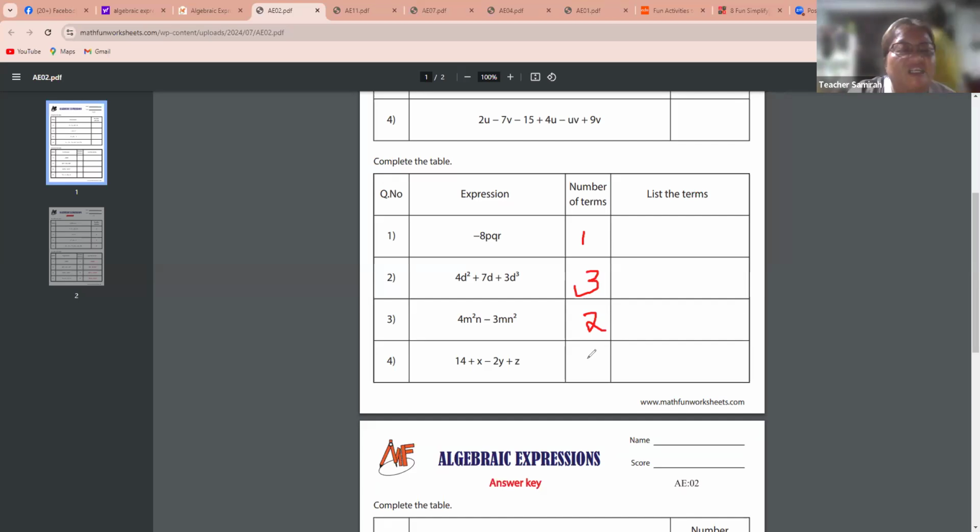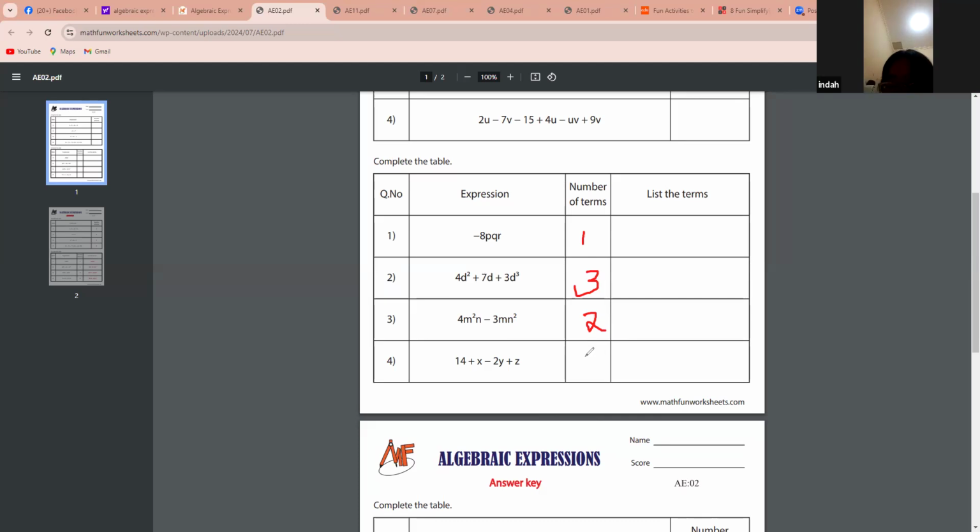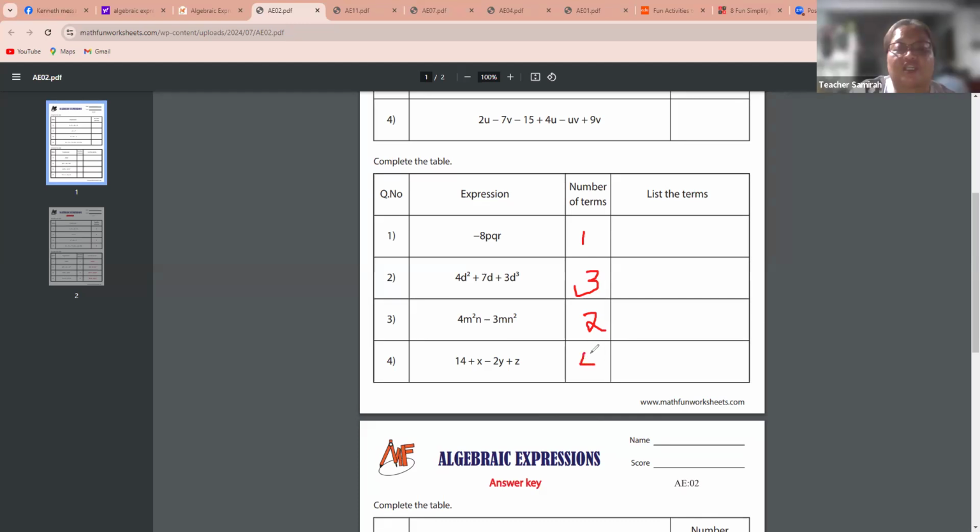How about the others? What is your answer, Tristan? This expression is a bit confusing, because what if it's 14 plus x minus 2y plus z instead of 14 plus x negative 2y plus z? How many terms would that be? My answer is 4. Okay, so let us adapt that answer, which is 4.